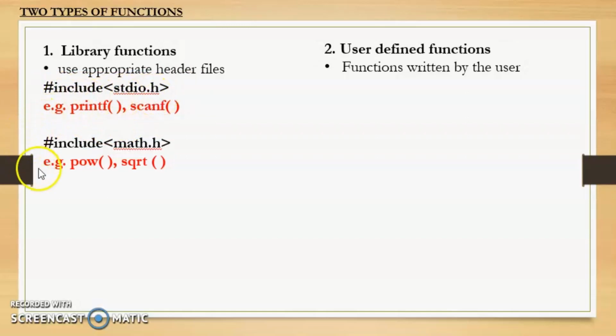Similarly, if we want to use some mathematical functions like power and square root, then we have to write a header file, that is #include math.h, which means that the function definitions for these library functions, that is power and square root, are included in the header file, that is #include math.h.